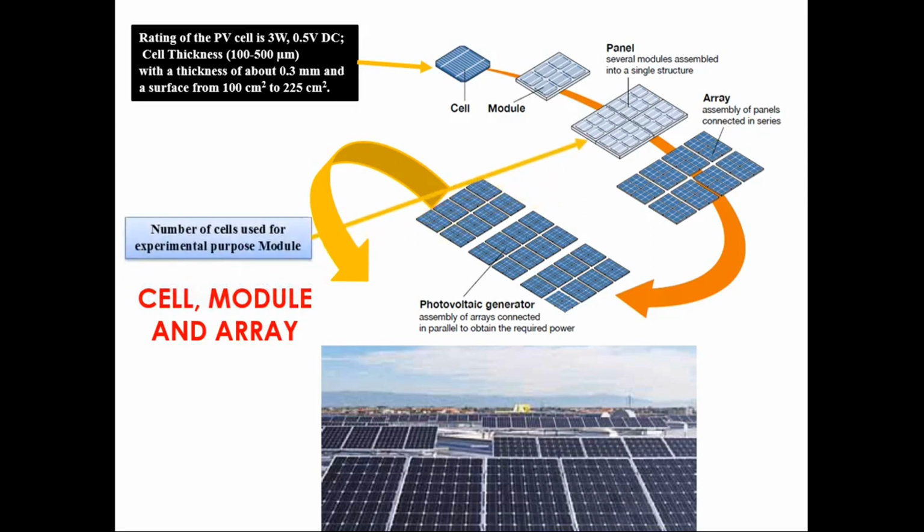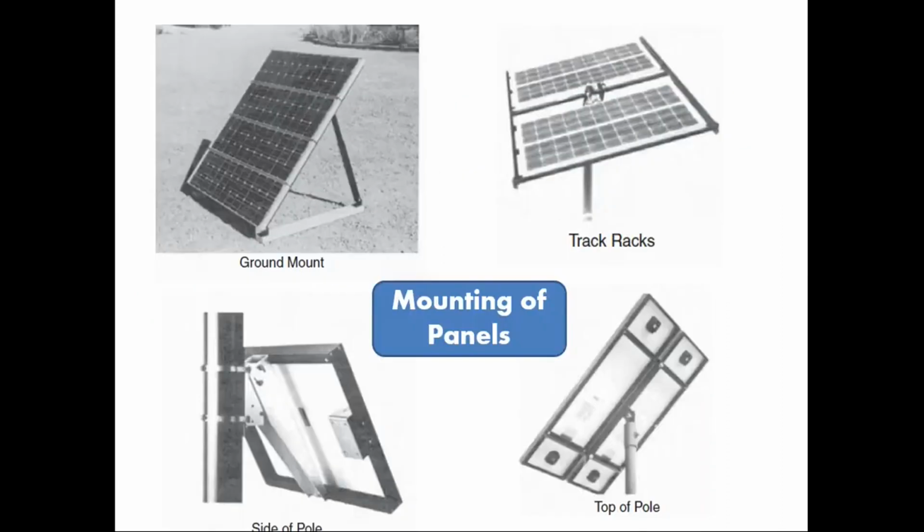Talking about the module, a number of cells are used for experimental purposes and converted into a module. You can have different methods of mounting the panels. As we have talked about, it is ground mounted, so usually this might be at the angle of latitude, or you can vary it with change in radiation. We also have track racks.